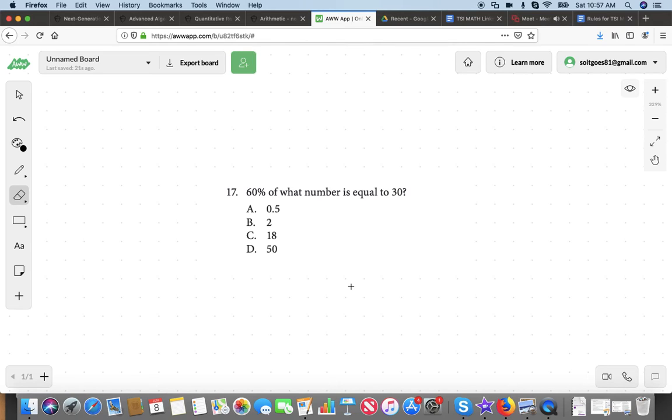Let's do this one. Same thing. 60% of what number is equal to 30? 60% is close to what percentage? Close to 50, right? It's just a little more than 50. Well, 50% of what number is equal to 30? Yeah, just logically.